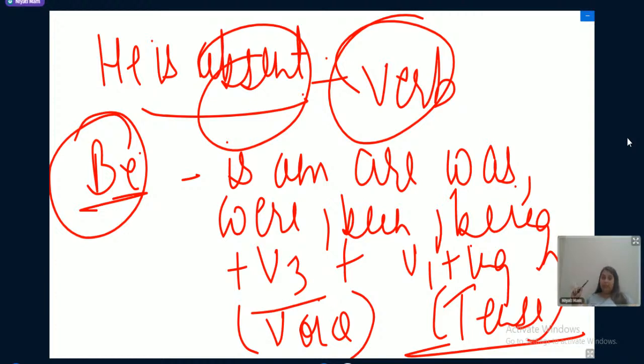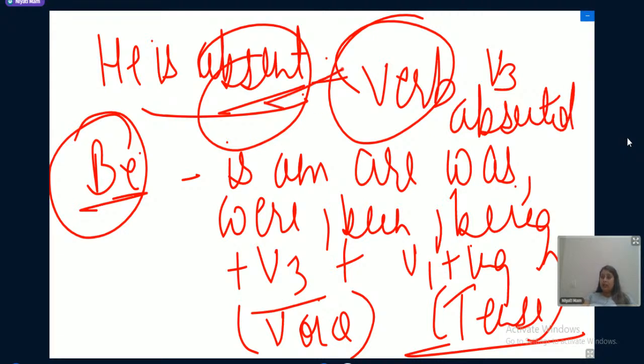I am repeating it, that after the forms of be, which are is, am, are, was, were, being, two forms of verbs are possible. Either the third form of verb can be used in voice, or V1 plus ing can be used in terms of tense. Now, do you think that it is V3? No, V3 is what? Absented. Do you think that it is ing? No, it is not absenting. So which means that this is not a verb.